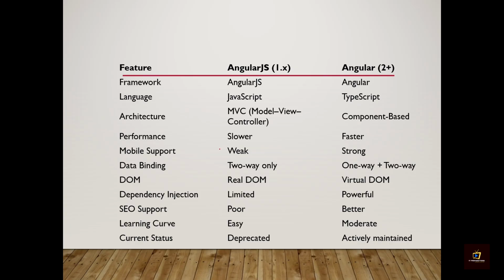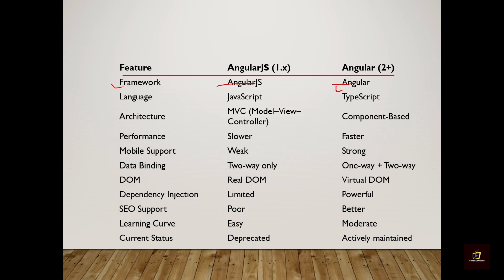So our first point is the framework, AngularJS and Angular. First let's understand what AngularJS and Angular actually are. AngularJS is the old framework, also called Angular 1.x. It was released in 2010 and it's based on JavaScript. Angular is the modern framework, released in 2016.